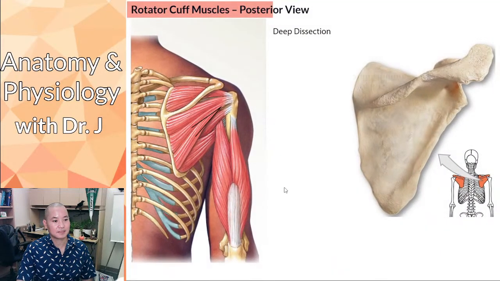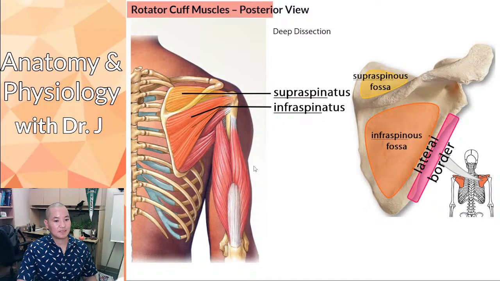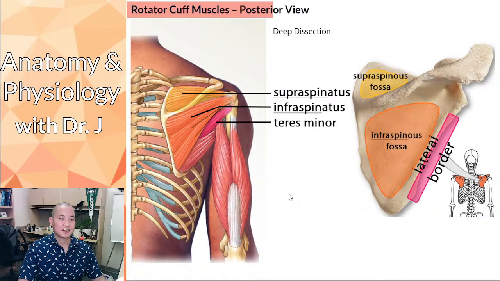And then in the back, we have the supraspinatus, and it's attaching to the head of the humerus over here. The infraspinatus is going to attach to the head of the humerus here. And we have again, no lateral border muscle, that's the teres minor, that attaches to the head of the humerus over here. Now, why isn't the teres major part of the rotator cuff?